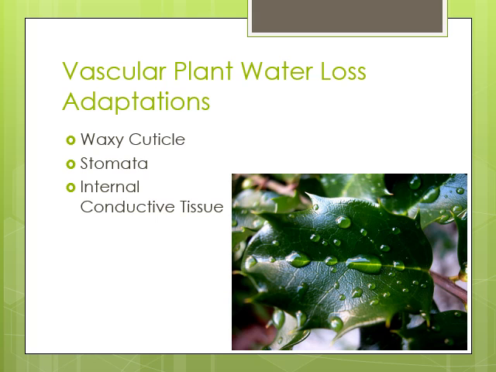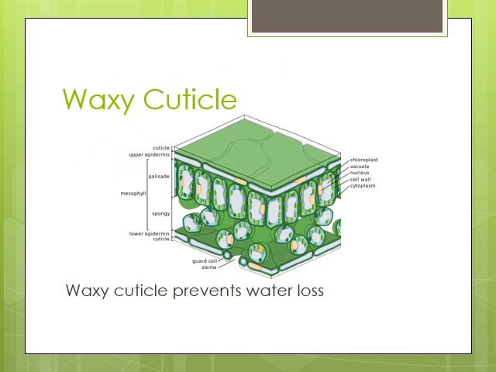Here's how each works. First, you have that waxy cuticle. You have your epidermis cells secreting wax, and wax, as we mentioned earlier, is hydrophobic. So it's going to push water away from the top, but it's also going to stop water from leaving the cell. You've trapped it. You've created a nice little water cage.